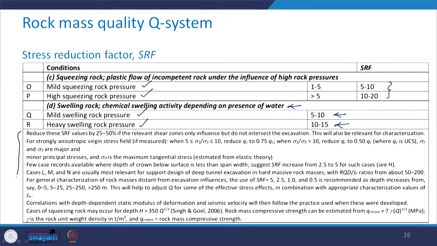And then there are some notes which are given. I will not be reading these out, but when you use these tables, you should be extra careful about how you are assigning the value to this parameter SRF. Be careful that you do not count any of these parameters twice, which may happen in the case of the stress reduction factor. For example, if you are taking care of these stress related issues while analyzing, then you don't really need to consider SRF here in the Q system, and that results in some modified Q system. So we'll come to that later.